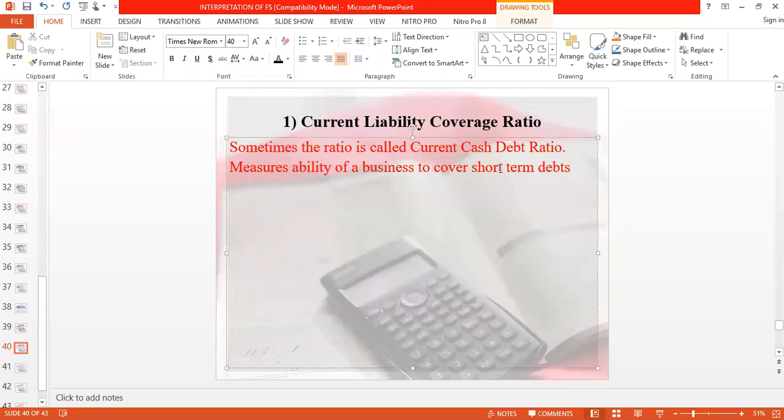I hope we are together. The other ratios we covered are used to analyze what? Income statement and statement of financial position. So sometimes these ratios are called current cash debt. So we are saying these ratios measure the ability of a business to cover short-term what? Debt.